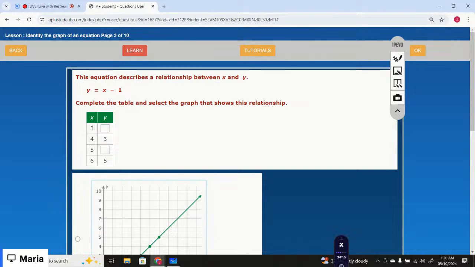This equation describes the relationship between x and y, where y equals x minus 1. So first thing is you need to find the missing values and then you have to see which graph is the correct option.